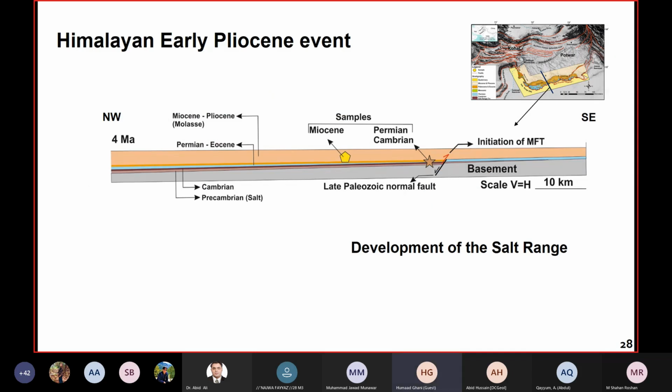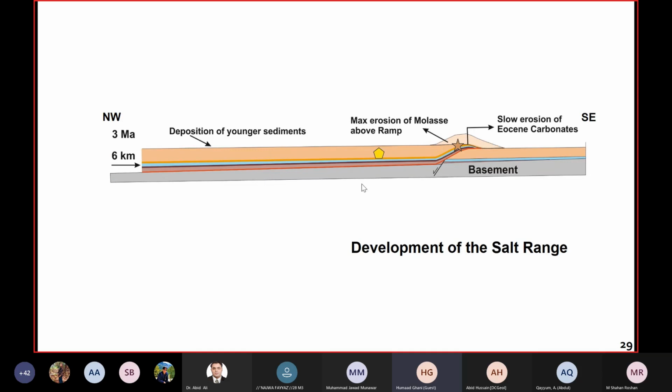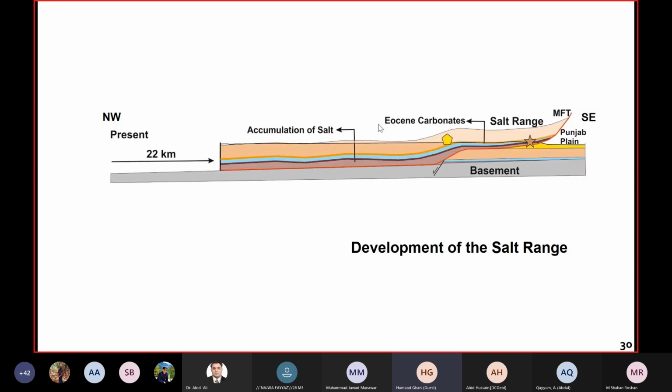Then coming to the early Pliocene event, that is the development of the Salt Range. At 4 million years, our samples were near the ramp in the north of the Salt Range thrust. And from 4 to 3 million years, all the strata was uplifted along the Salt Range, and there was maximum cooling on the ramp when the molasse or Neogene foreland strata was eroded from the top of these platform sequences. And from 3 million years to present day, this Potwar Salt Range thrust sheet is gliding towards the south, forming the Kalabagh fold in the Salt Range.